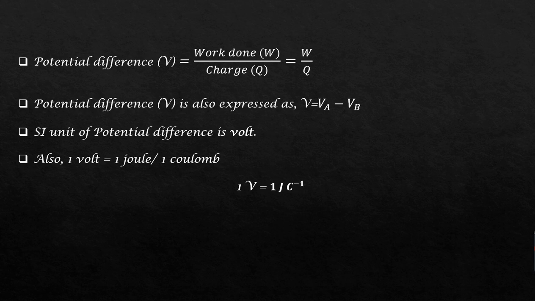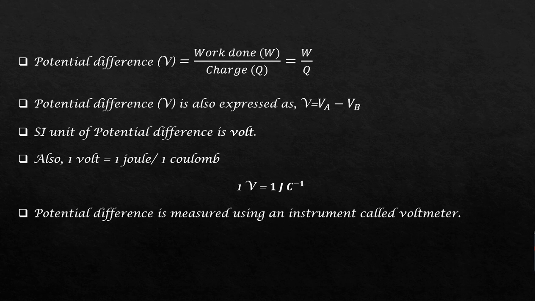Okay, so in my last video, I told that current is measured using an instrument, ammeter. Similarly, we have to measure potential difference, right? So it is also measured using an instrument called voltmeter. I hope you understand this concept.